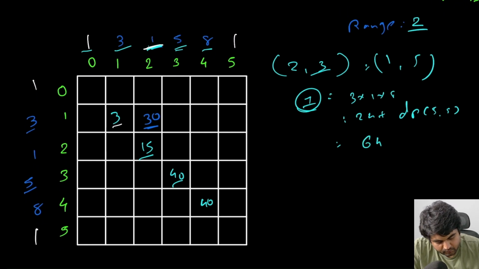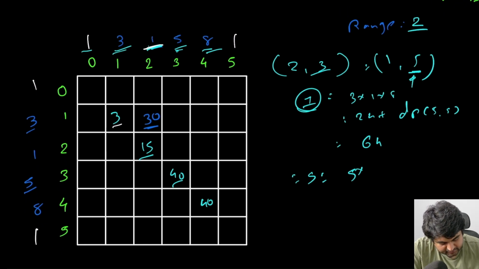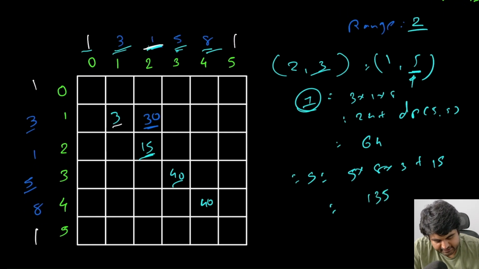Okay. Now what if we decide to burst balloon number 5 last? In that case, it's going to be 5 multiplied by 8 multiplied by once again 3, plus whatever value we get by bursting the other balloon, which is 15. So the total is going to be 135. So logically it makes sense that at range 2 to 3, the maximum value we are able to generate would be 135. So we will just mark 135.